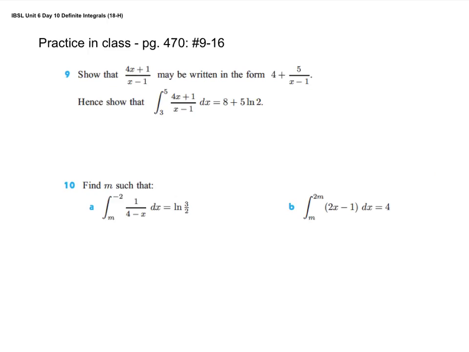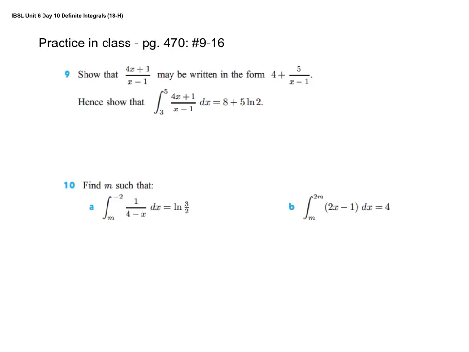Alright, so we have a little bit of practice here. Some of this stuff they give you a little help with, like number 9, rewrite that, because as it is originally, you can't find the integral of that by hand. You can't use substitution there. But if you rewrite it in the form of 4 plus 5 over x minus 1, then you can substitute that in and then take the integral of that.